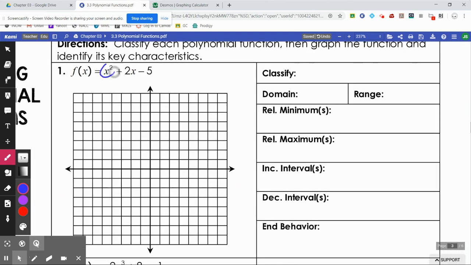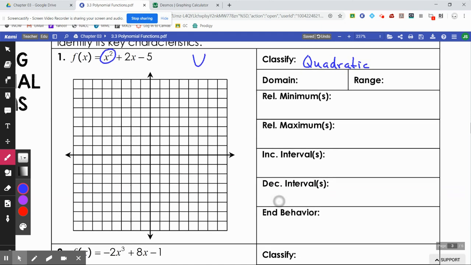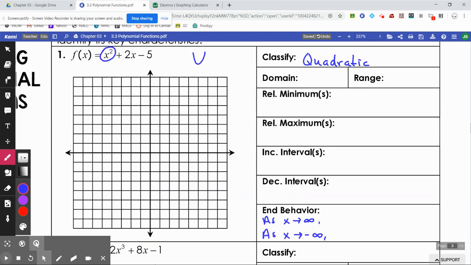First off, this is an x squared function, so that would be a quadratic. And we know that a quadratic graph would be a parabola, if you remember from previous courses. So since we know it's x squared, let's go ahead and do our end behavior first before we even graph this. That way we can see if we understand end behavior.